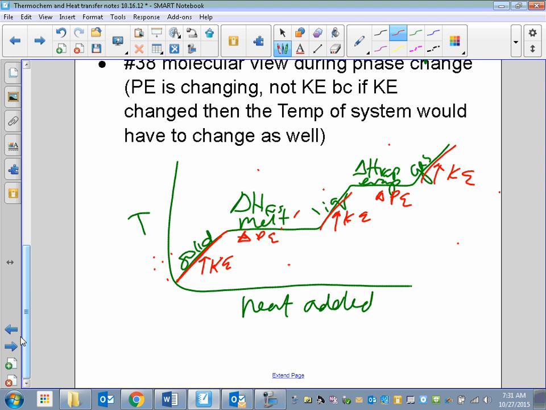The reason you cannot say kinetic energy is changing here is because kinetic energy is directly related to temperature. If temperature is not changing, you have to come up with something else. The only other form we're going to be talking about is potential. And then as we go up here.